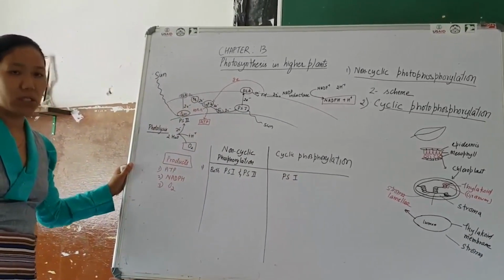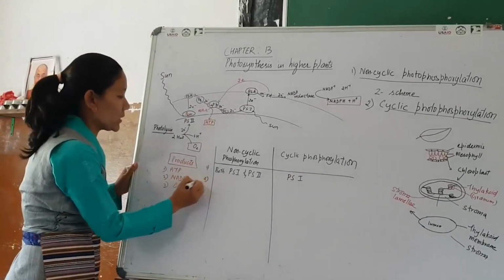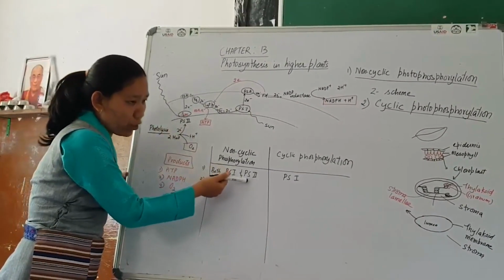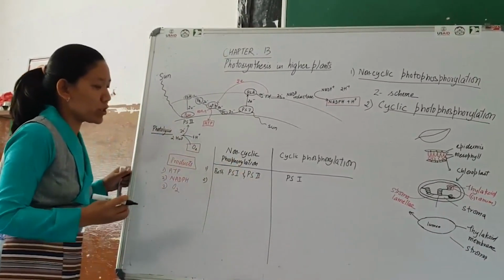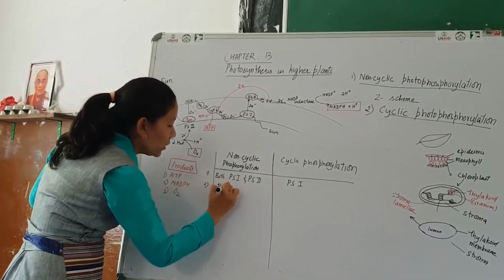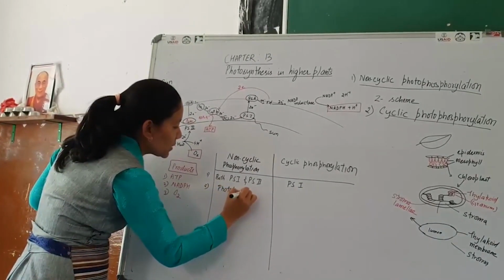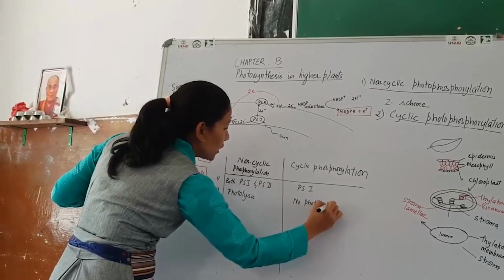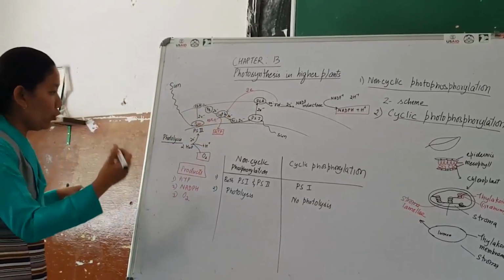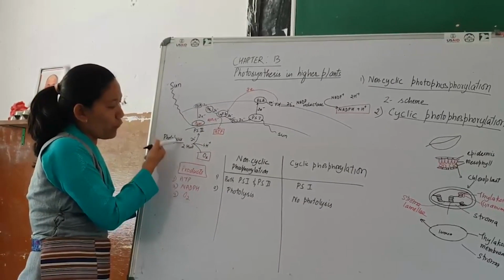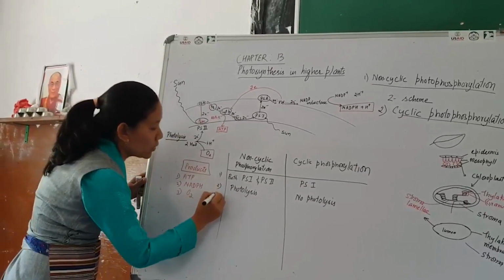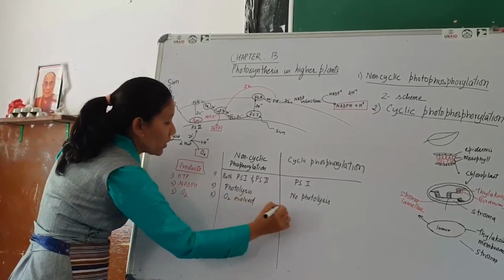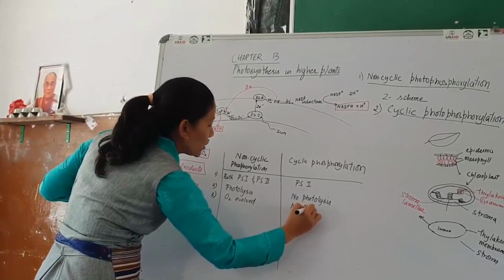And talking about the splitting of water, photolysis. During non-cyclic photophosphorylation, photosystem 2 is involved, and we know that photosystem 2 is also associated with the splitting of water. So there is photolysis, and here in cyclic, photolysis does not occur. And you know the important result of photolysis. If there is photolysis, oxygen is evolved, and here no oxygen.